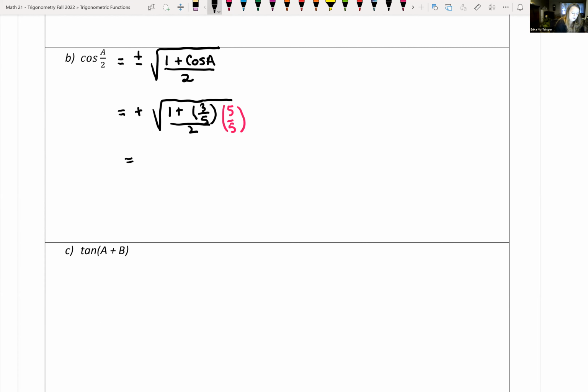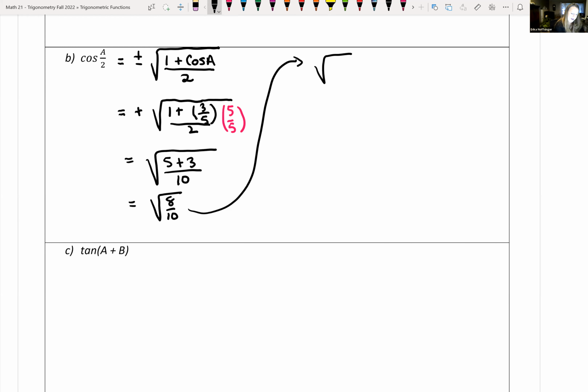So this is equal to the square root. Distributing my 5 in the numerator, I have 5 plus 3 all over 10. So this is equal to the square root of 8 all over 10. And then we can reduce underneath this radical. 8 and 10 both have 2 in common, so I can rewrite that as 4 over 5.